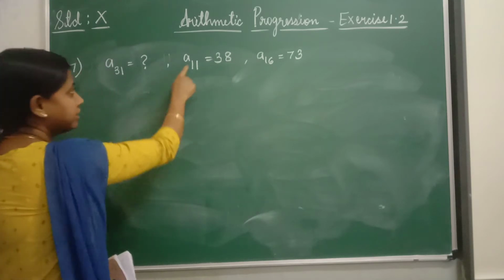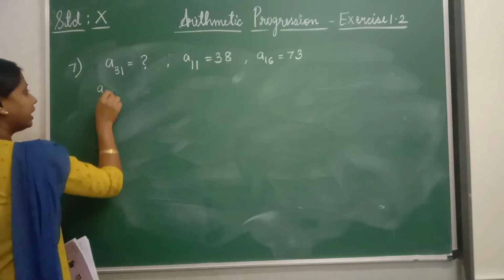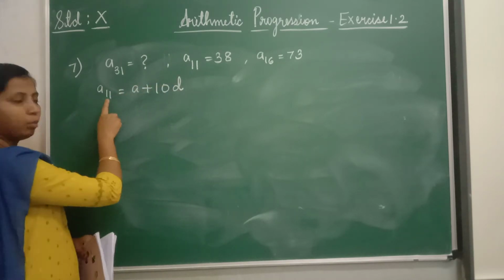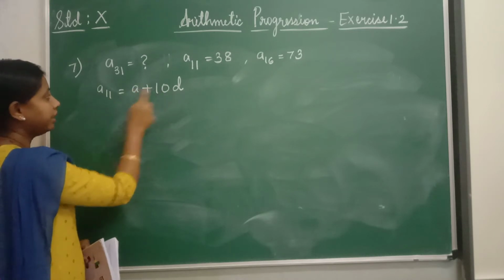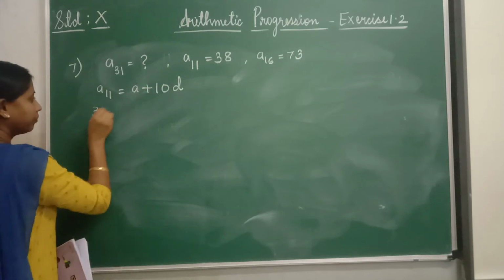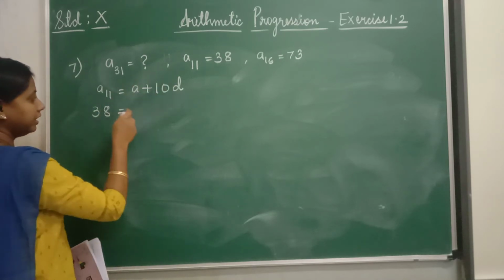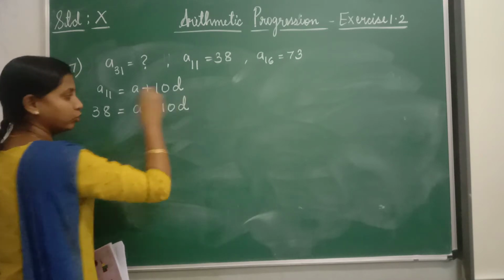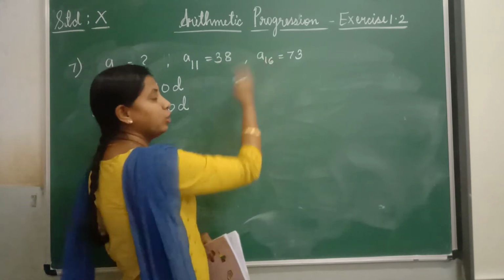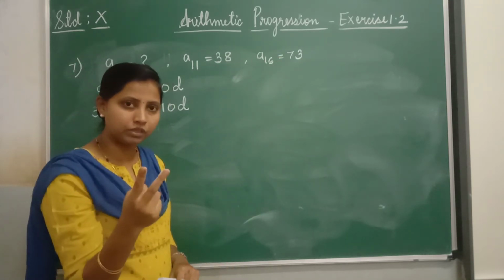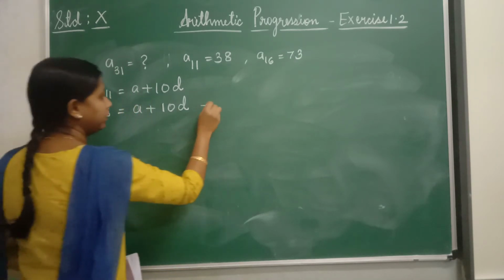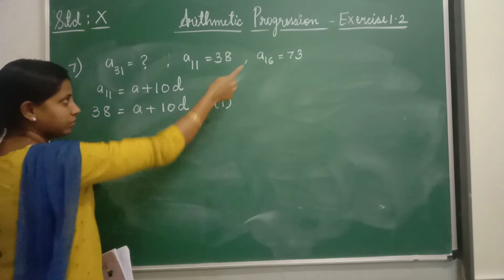Now, to find A and D, we have to use the given things. A11 we can write as A plus 10D, isn't it? The 11th term of an AP is A plus 10D, one less than 11 times D. A11 is already given, so substitute 38. A11 is 38, and A and D we have to find. As I told you before, when A and D both are not given and any of the terms of the AP are given, you get two equations; solve them simultaneously and get the values of A and D. So the same way you have to do it here. This will be the first equation.